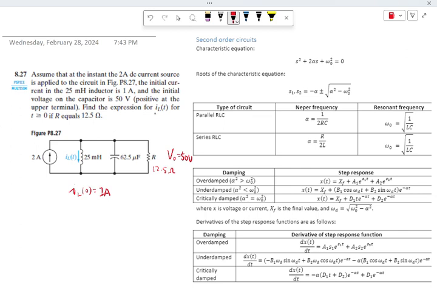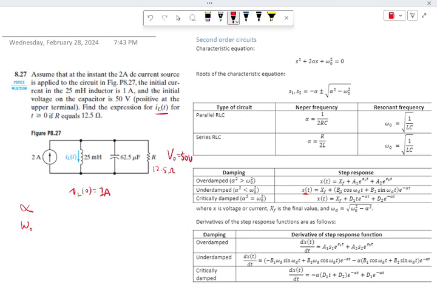And to calculate this, again, we want to find out alpha, we want to find out omega 0. So we want to tell which type of damping this is. And then after you identify the type of damping, you can just use this equation. For example, if this is an underdamped situation, then this is the final result you want to have.